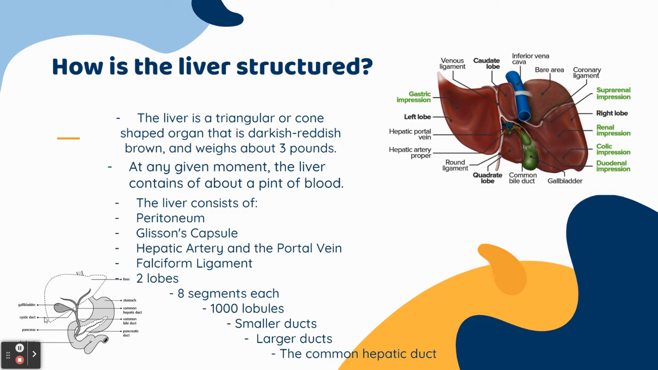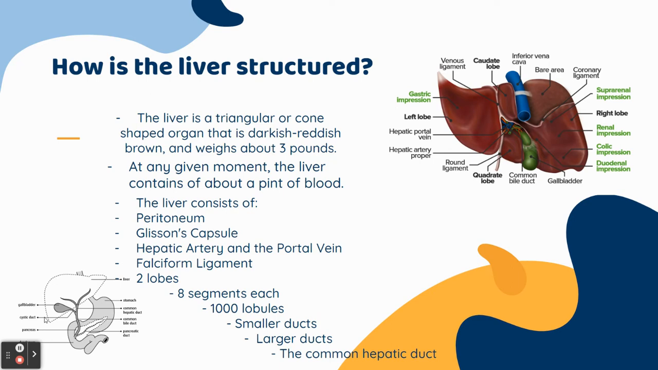This is a layer of thin ligament that separates the two lobes of the liver and connects the whole organ to the abdominal wall. There are two lobes in the liver, the right lobe and the left lobe. These two lobes are connected to smaller lobes, which are called lobules. There are 8 segments of 1,000 lobules, which means that there are basically 8,000 lobules in total in the whole liver.